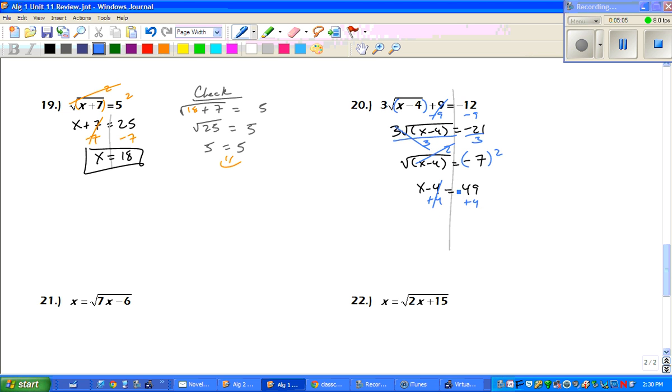Add 4 to both sides. We get x equals 53. Okay, so we've got to plug in 53. Let's do the check. We get 3 times the square root of 53 minus 4, plus 9. Does that equal negative 12?